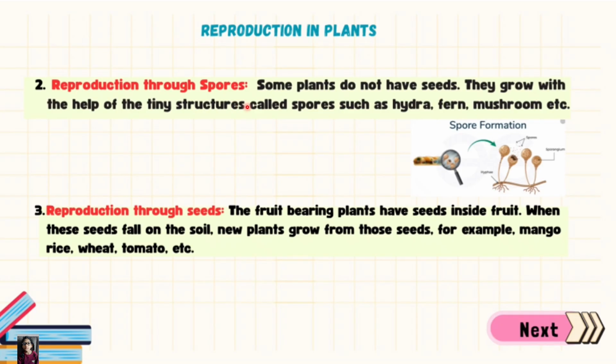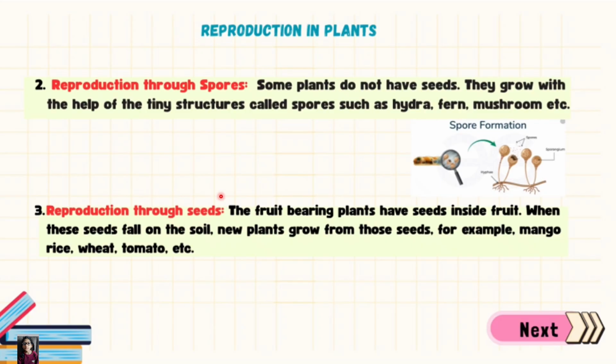Reproduction through spores. Some of the plants do not have seeds. They grow with the help of the tiny structure called the spores, such as plants like hydra, fern, mushroom, etc. Here in the figure, we can see that those tiny spores are present. With the help of these spores, the plants like hydra, fern and mushroom can reproduce themselves.